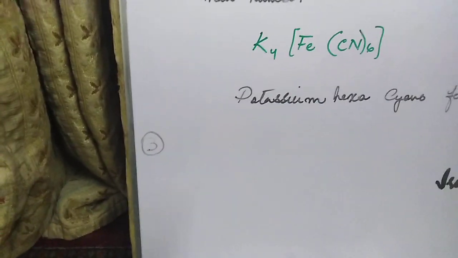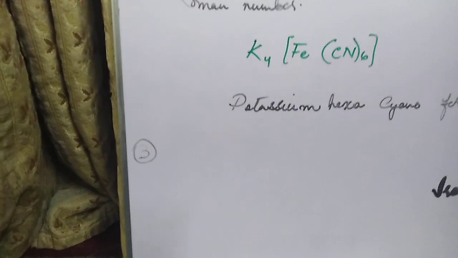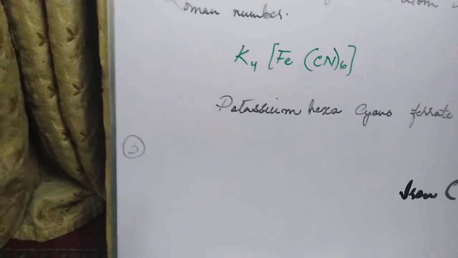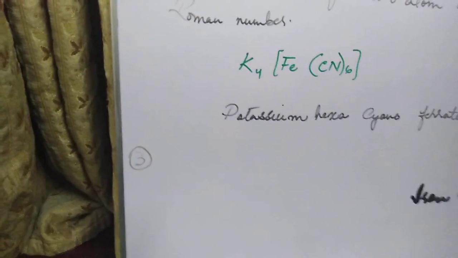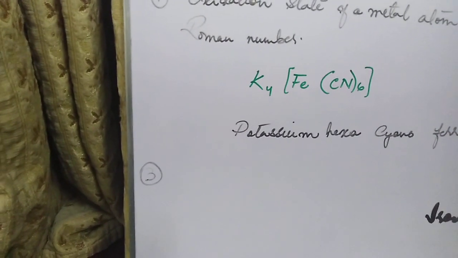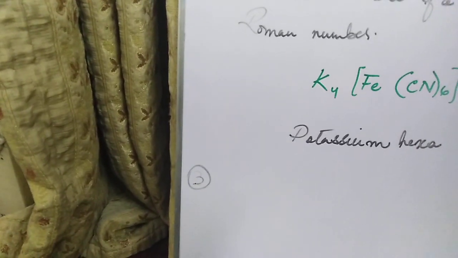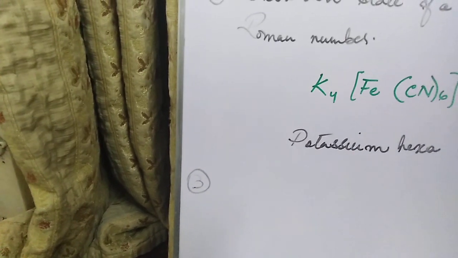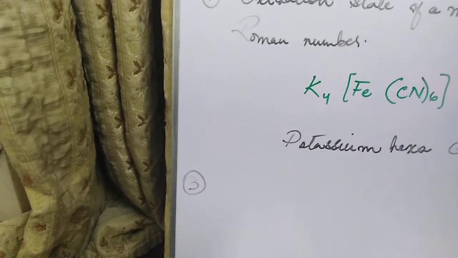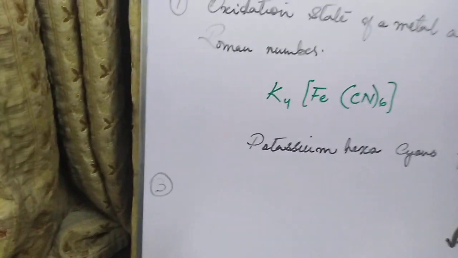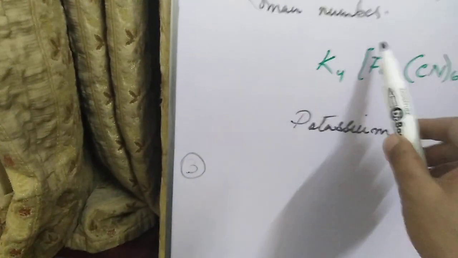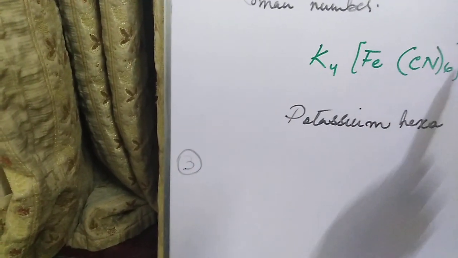Now write down: there are 2 types of ligands, potassium and cyanide, and we know very well that potassium is a positive ligand, a cationic form, and cyanide is a negative ligand. According to the rules of nomenclature, we write the negative ligand first, then the neutral ligand, then the positive ligand. But if you look, this is a coordination sphere.